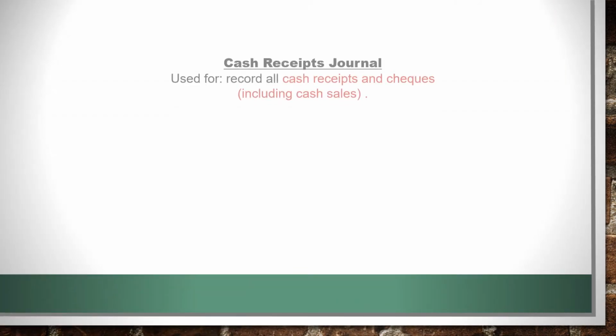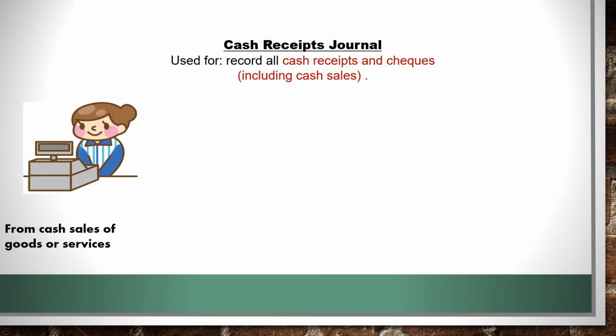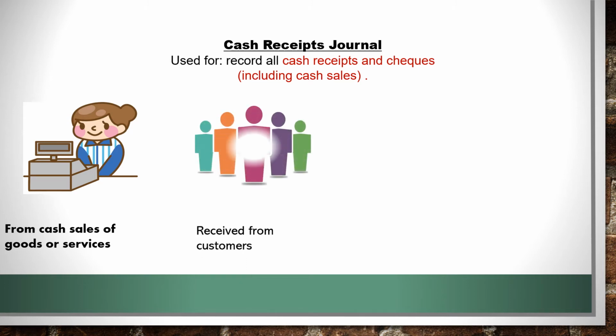Cash receipts journal. It manages all cash inflows of a business organization. This journal is used to record all cash receipts into the business. The examples of receipts of cash are receipts from cash sales, received from accounts receivable and receipts from other sources.